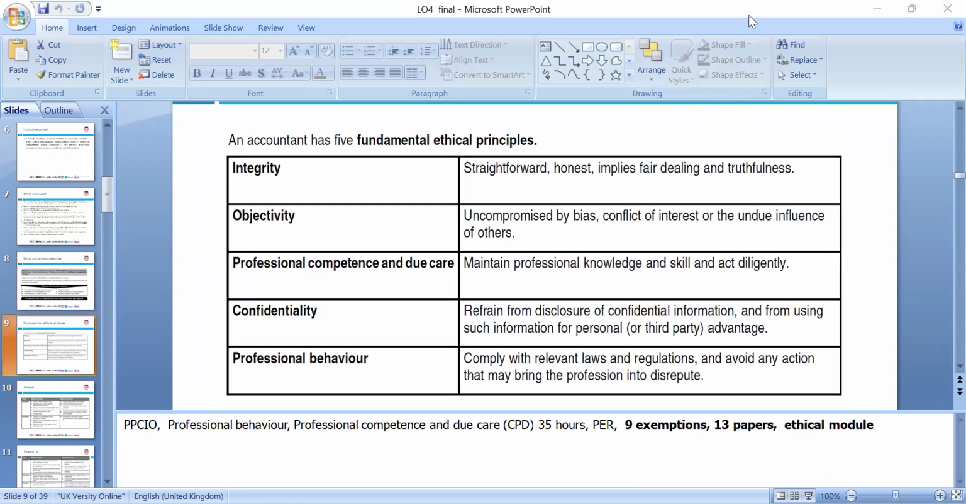Okay, integrity means honest, straightforward, honest in professional dealing, and truthfulness, objectivity, uncompromised, no bias, conflict of interest, or undue influence. Professional competence: maintain professional knowledge and skill diligently. Confidentiality: disclosing confidential information of a person to a third party without consent breaks the law as well. Professionals comply with the laws and regulations and do their CPDs. That's really what we need to look at.